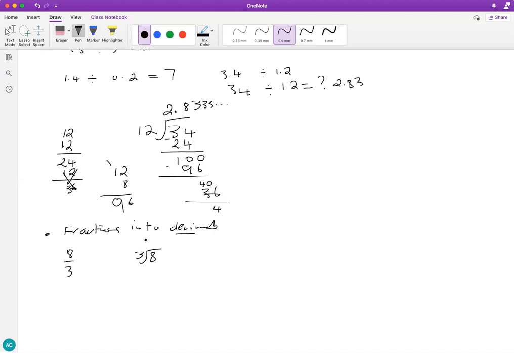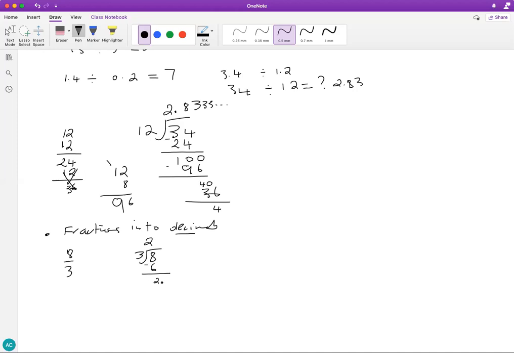2 times, right, twice. We say 2 times 3, that's 6. Then again, we subtract 6, take away 8, that's 2. Now we have a remainder of 2, but we're going to continue. We can't stop. We're going to get some digits.